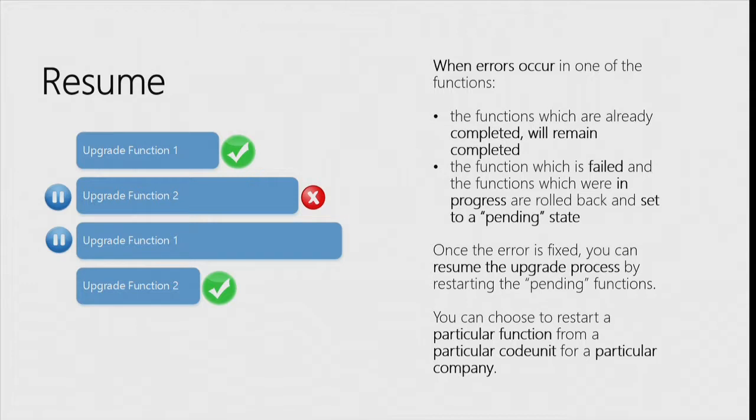And we also explored the resume capability. When an error happens, the functions that are completed remain completed. The functions that failed and the ones that were in progress roll back and become pending, and you have the opportunity to fix those functions and then rerun your data upgrade without rerunning the upgrade functions that were completed. You can also choose to restart a particular function, as I showed you, from a particular code unit for a particular company.